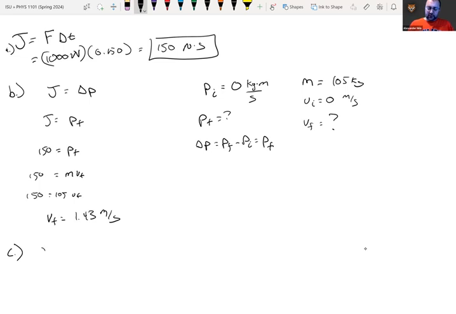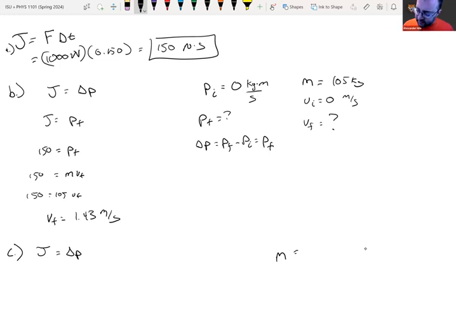Now, part C is similar in that we still want to use J is equal to delta P, but this time it's going to be hitting his head. So the main thing that changes is now the head is free to pivot. So his entire body's not going to move, it's just his head that's going to move, okay? The neck will eventually stop the head from moving, but basically it's the head's momentum that changes.